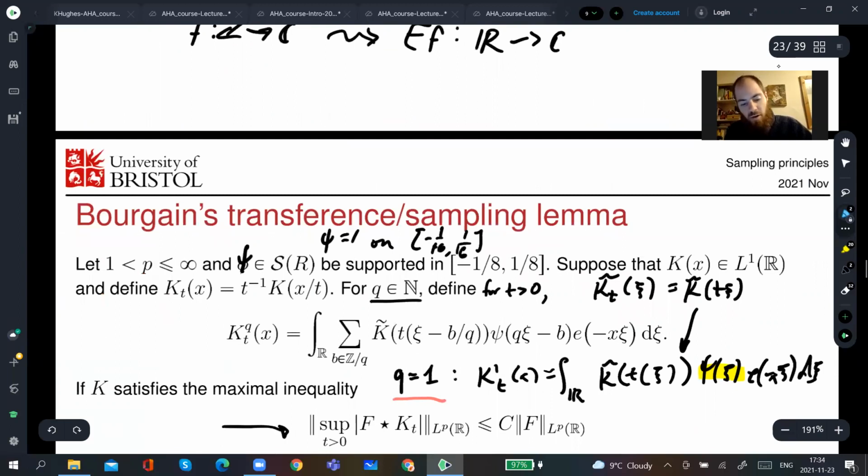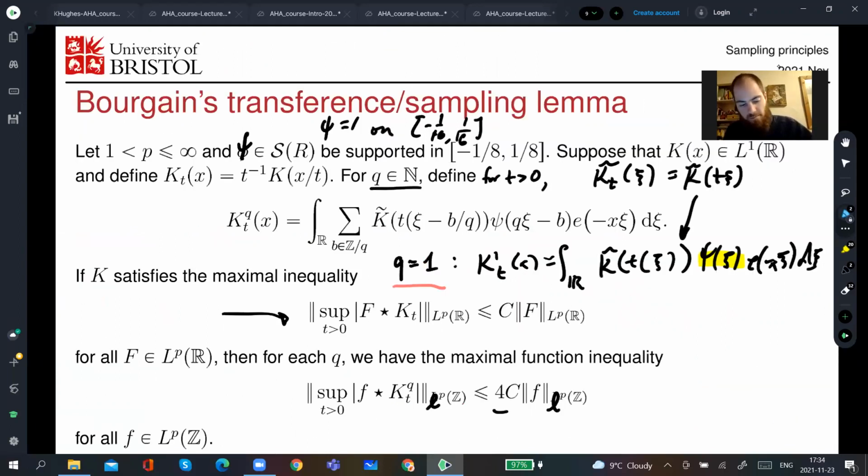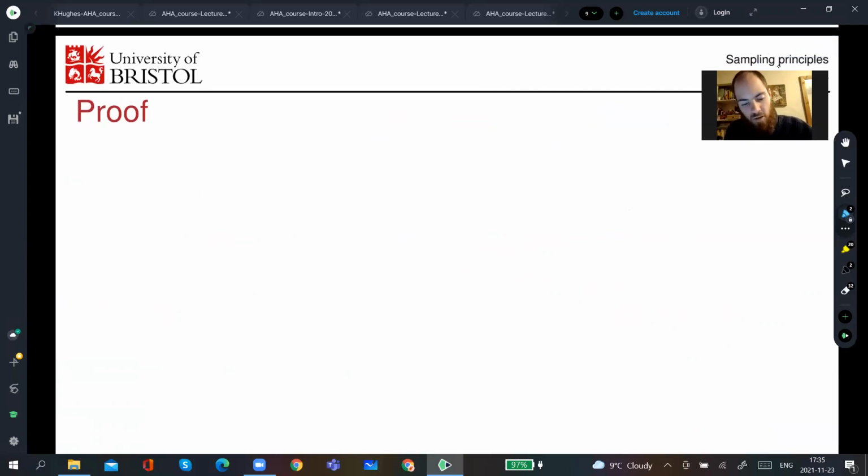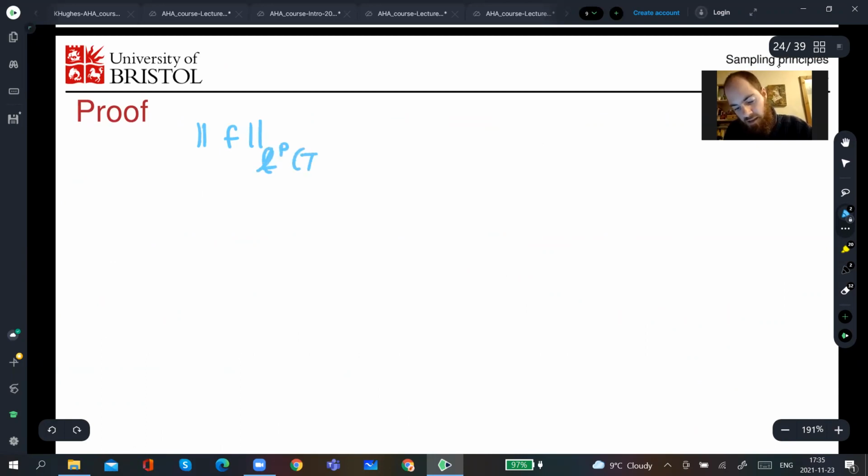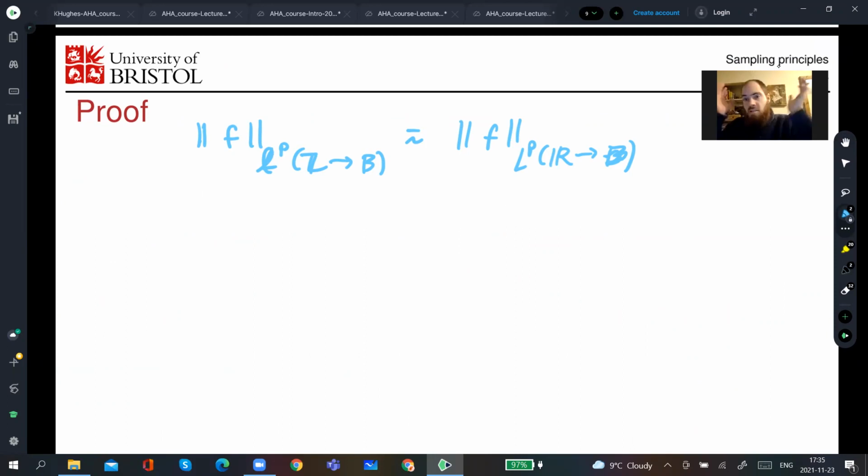You can conclude that the little LP of Z to B norm is comparable to the big LP of R to B norm. With that, it's just a change of notation.